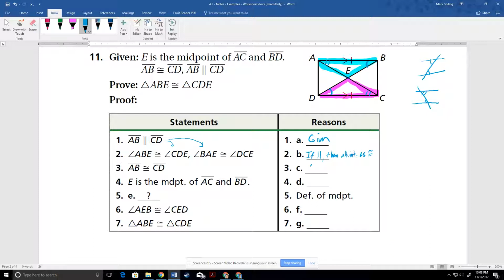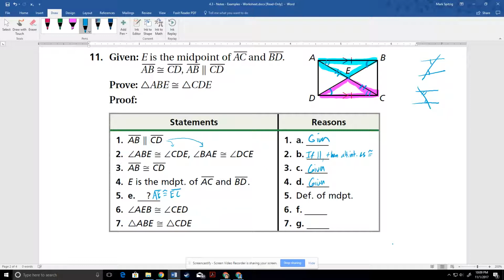All right, and then we have AB is congruent to CD. That actually is given right there. Bam. And then E is the midpoint of AC and BD. That also is given. But the fact that we're using, the next one says definition of midpoint, so we're using the fact that it is the midpoint. So let's look. It says E is the midpoint of both AC and DB. So if it's the midpoint, it's cutting this in half. So we know that AE is congruent to EC. Okay, so I can say that as one of my steps, that AE is congruent to EC.